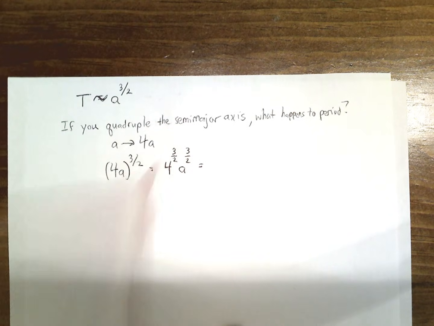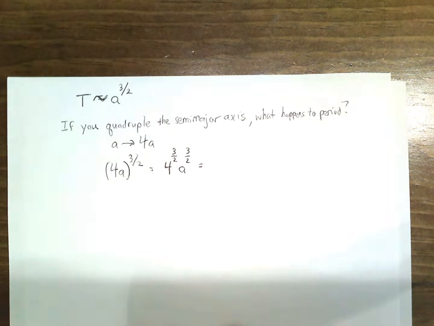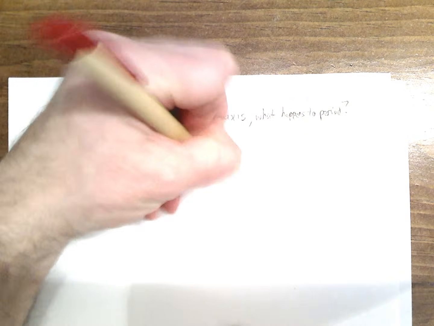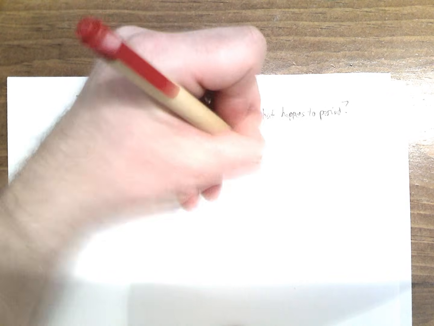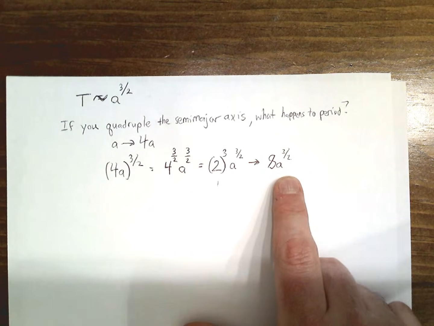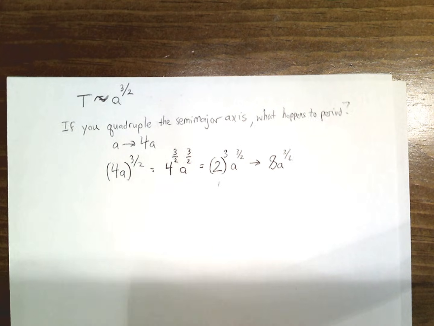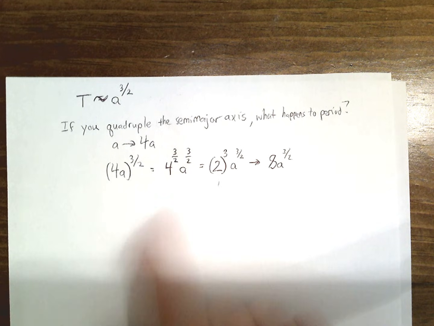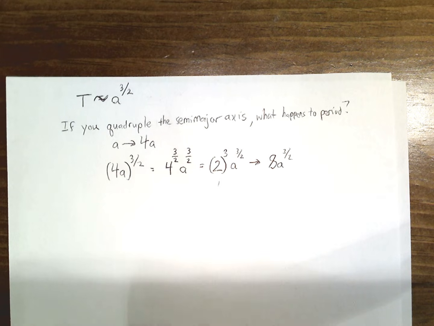I can do the powers in either order, so I'm going to do the square root first. The square root of 4 is just 2, so now I have 2 cubed times A to the 3/2, and 2 cubed is a nice clean 8. And I end up with 8 times the thing that I started with. So if I quadruple the semi-major axis, the period goes up by a factor of 8. Whatever you do to the semi-major axis, the period is going to change by a factor of that change to the 3/2 power.